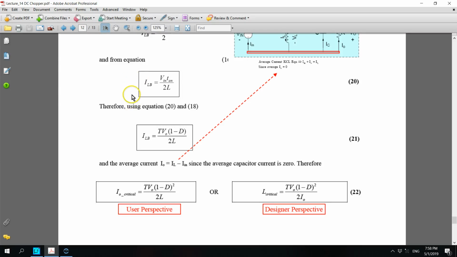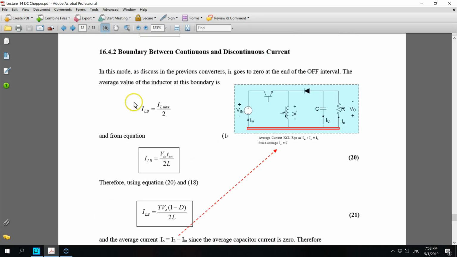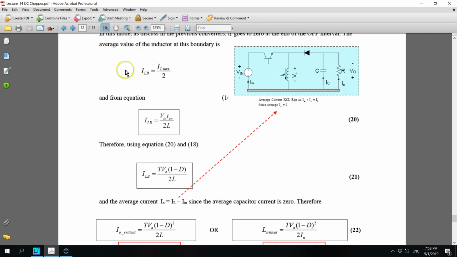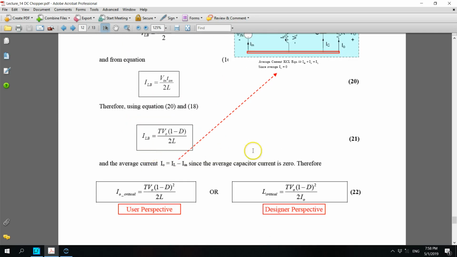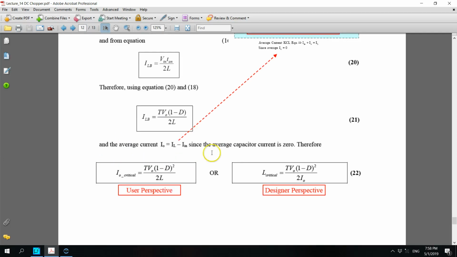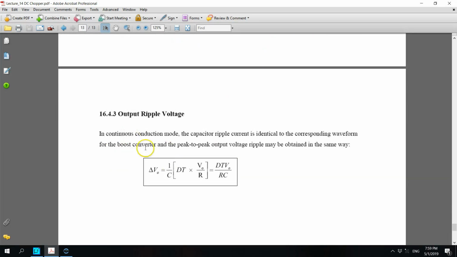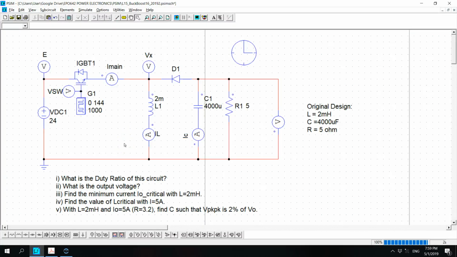between the lines here, so you can derive, so that you understand from one equation to another equation, the relationships, and how you get to the final equation of this I naught critical, L critical, and also the delta V naught. Okay, so to test your understanding, let's look at the simulations.